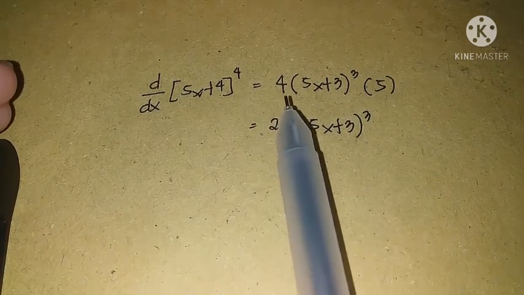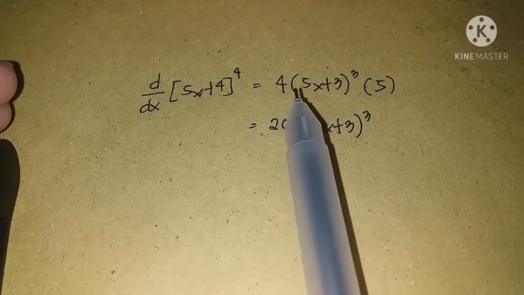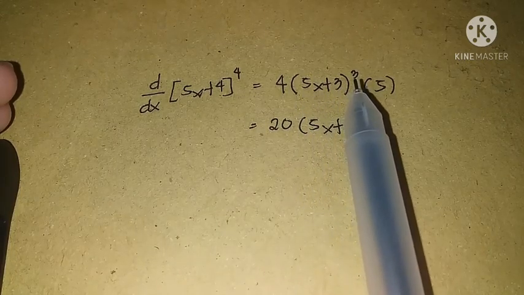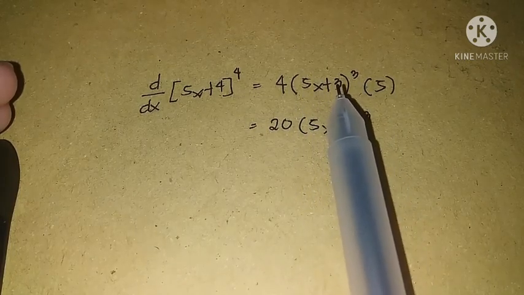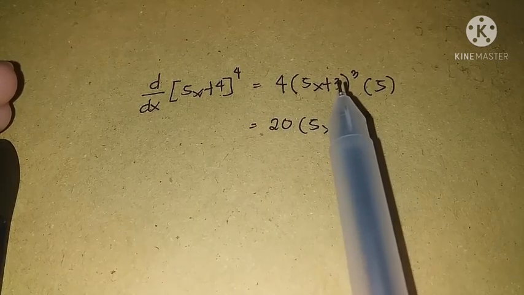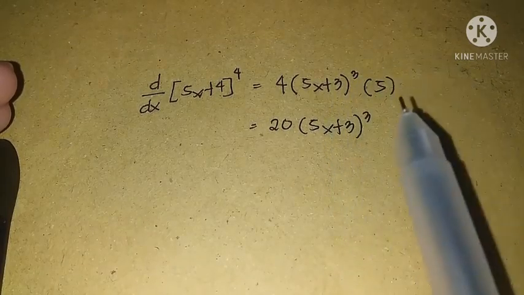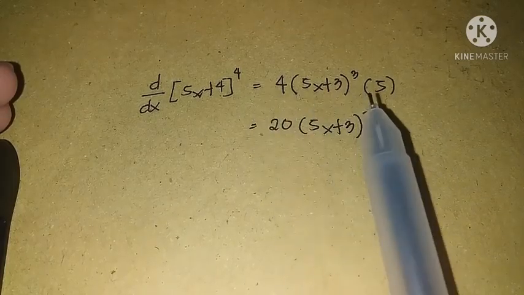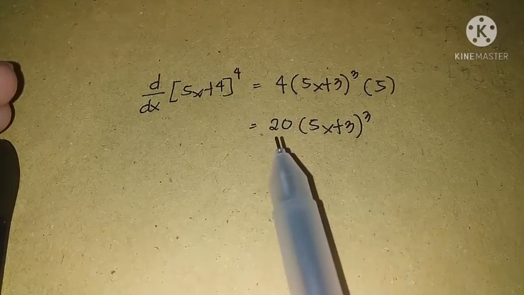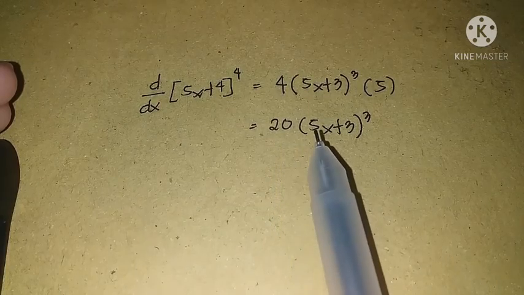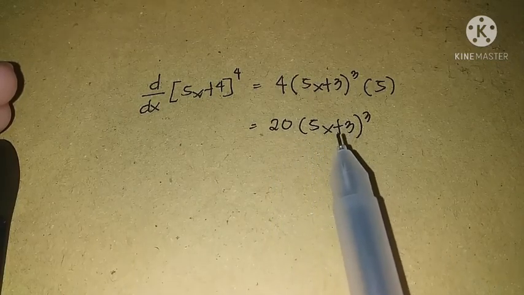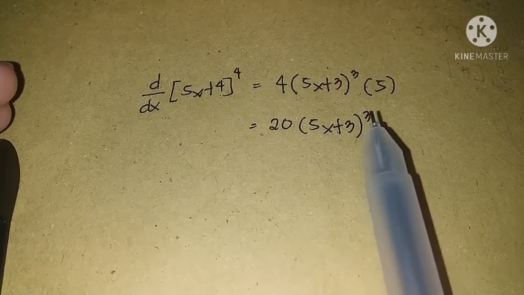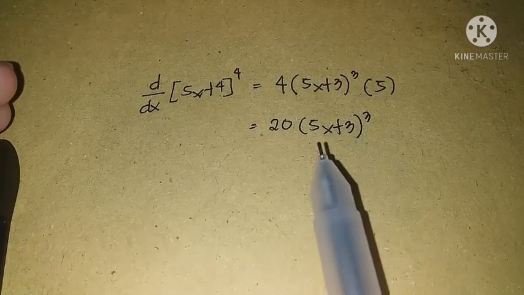Why? Because 4 times 5x plus 3 to the power of 3 is the f prime of g of x, which is in the formula, and the g prime of x is the 5. So to solve this, we have the answer: 20 times 5x plus 3 to the power of 3. That's the chain rule.